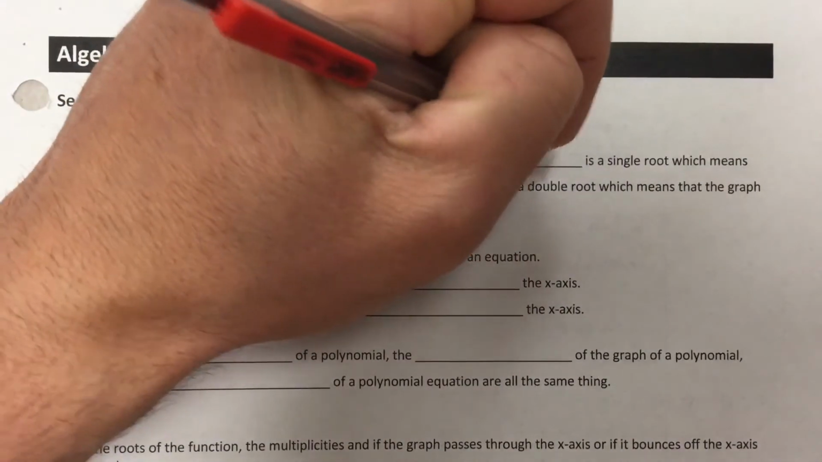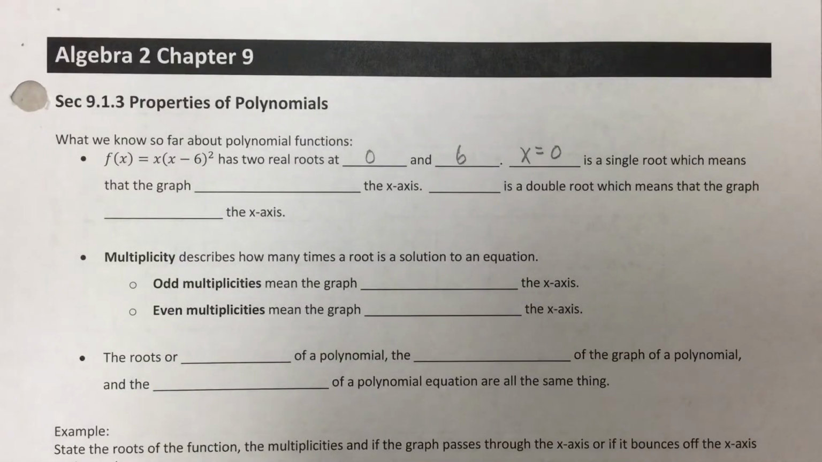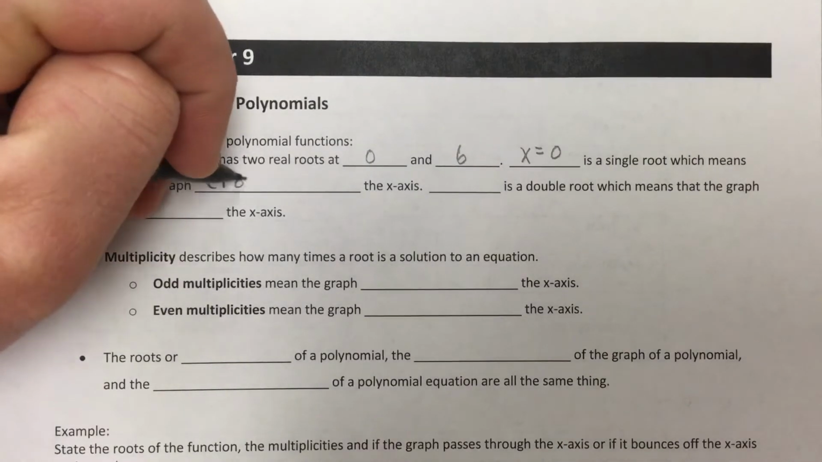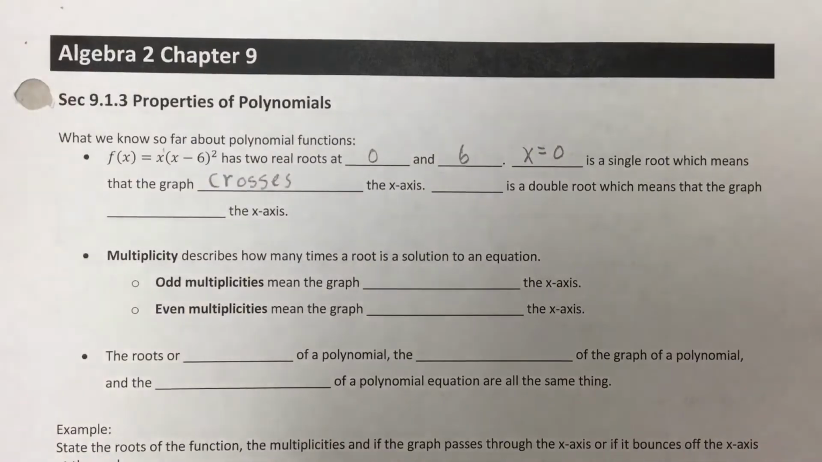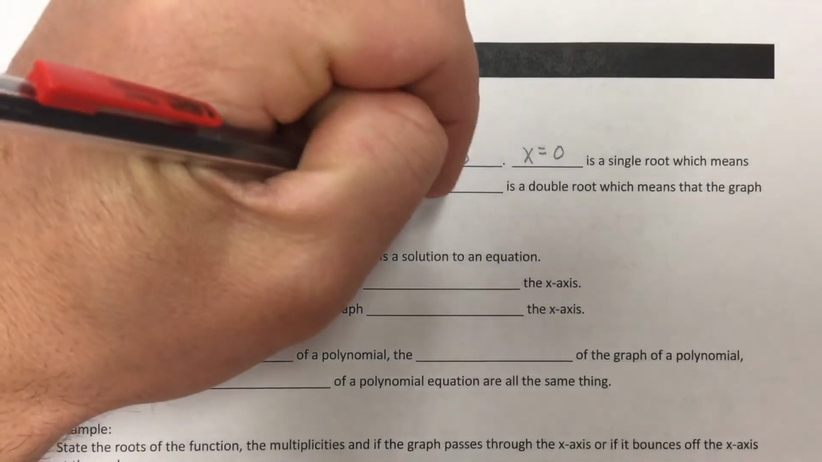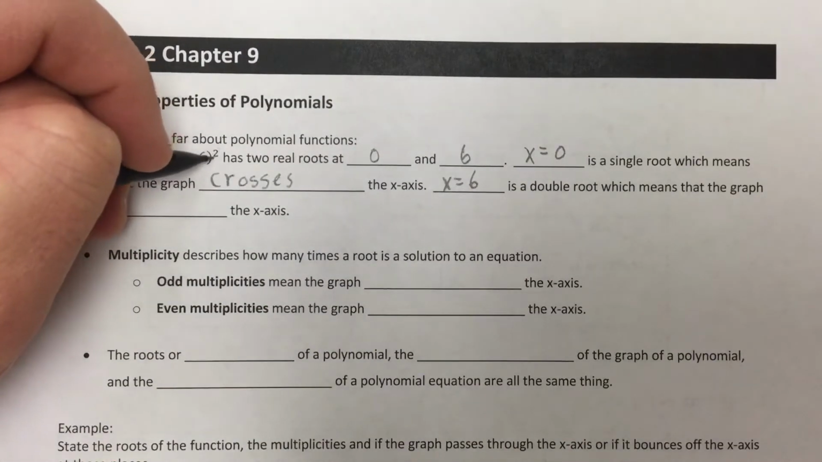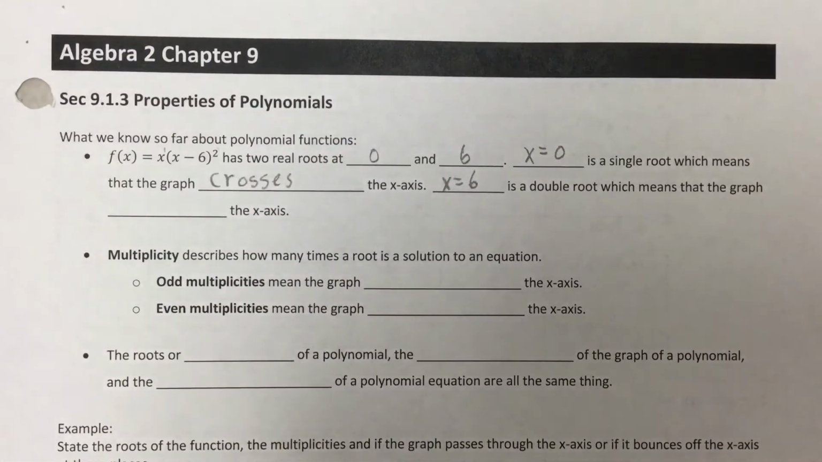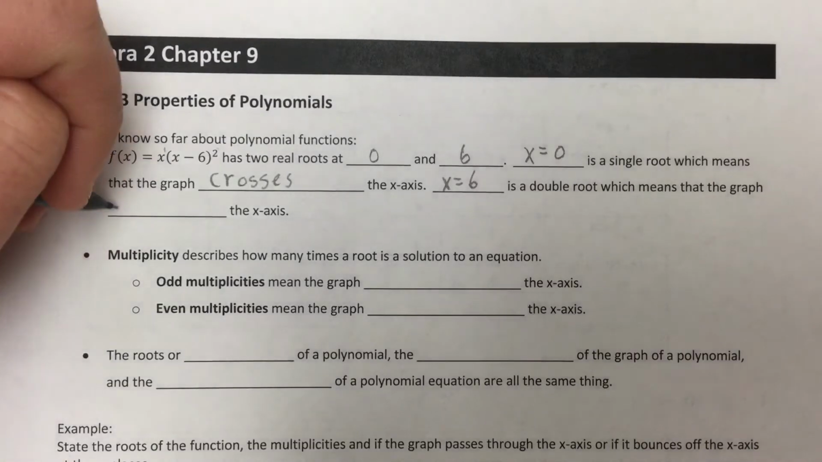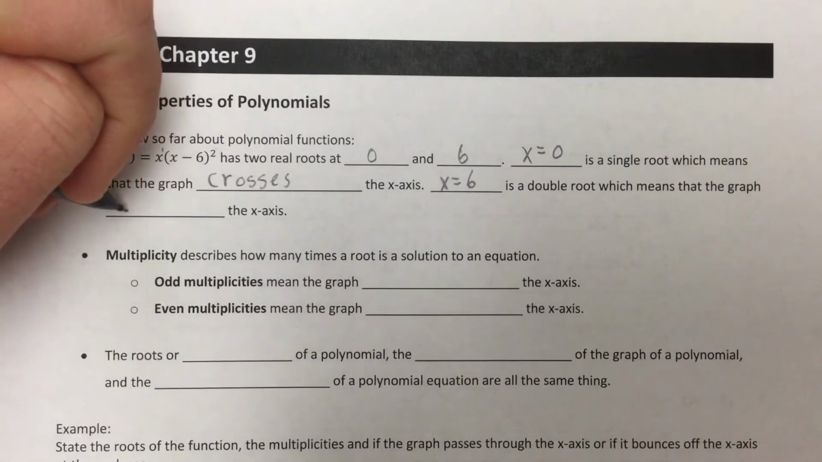X equals 0 is a single root because it's raised to the first power. And that means that the graph crosses the x-axis. X equals 6 is what we call a double root because of the 2 here in the exponent. And that double root means that the graph bounces off the x-axis.